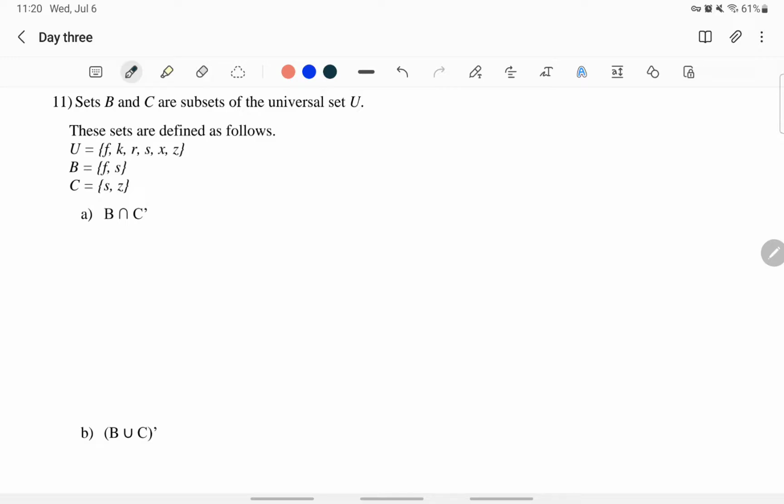Let's do the first one. We know what B is already. Let's find C complement. To find C complement, that's going to be every element in the universal set that is not inside of set C. So that's going to be F, K, R, and X.